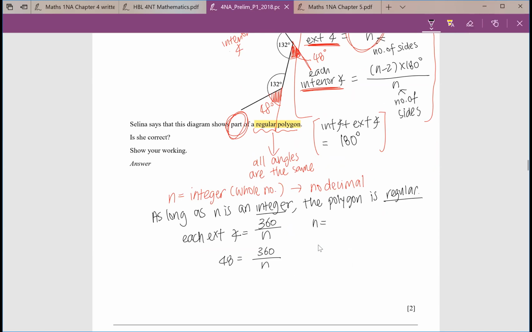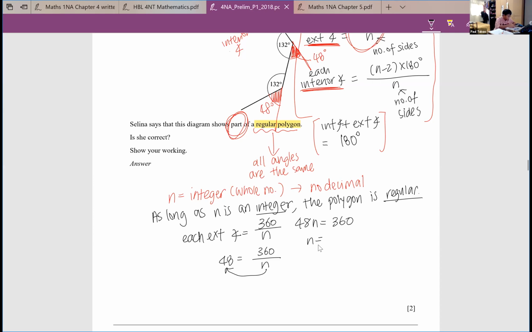What should I take? Divide by what? 360 divided by... wait, why is it not 360 times 48? If you move the n over, it becomes 48n, right? Then after you move the 48 back, it's 360 divided by 48, right? What do you get?